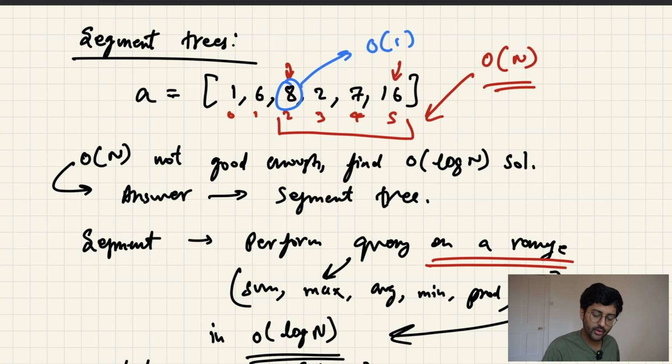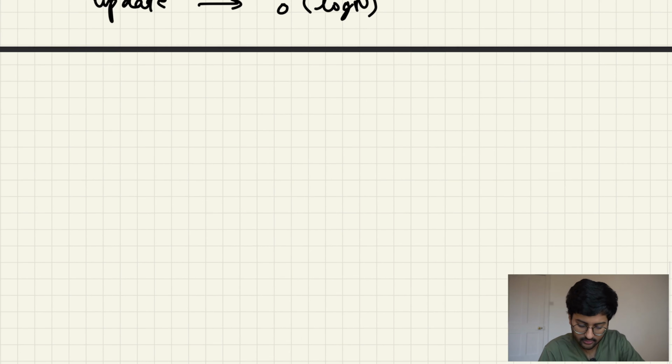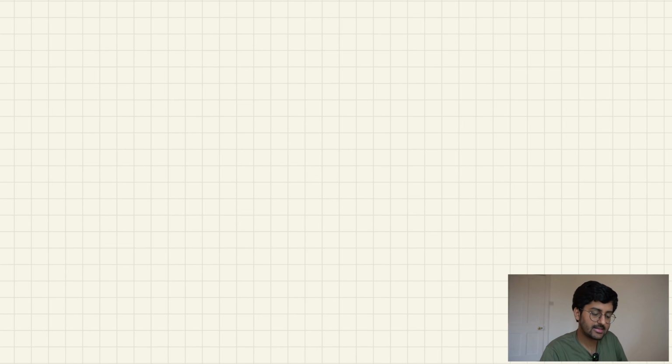But anyway, how is it log of n for getting the answer? How is it log of n for updating it? We'll take a look at it right now. Let's see the structure of a segment tree. Okay, so let's take a look at an example of a segment tree. Let's see how a segment tree is made and all the properties of a segment tree. I'll formalize the advantages and disadvantages, but let's first take an example.